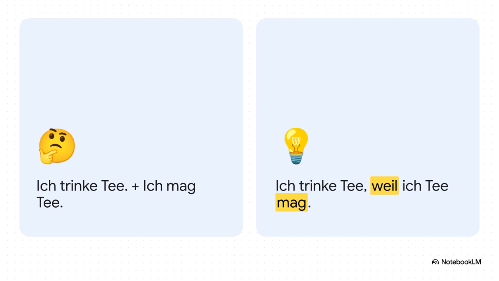Let's look at an example. I drink tea and I like tea. The verb in that second part is mag. Now watch what happens when we use weil. Mag gets booted from its normal spot and sent all the way to the end. Ich trinke Tee, weil ich Tee mag.